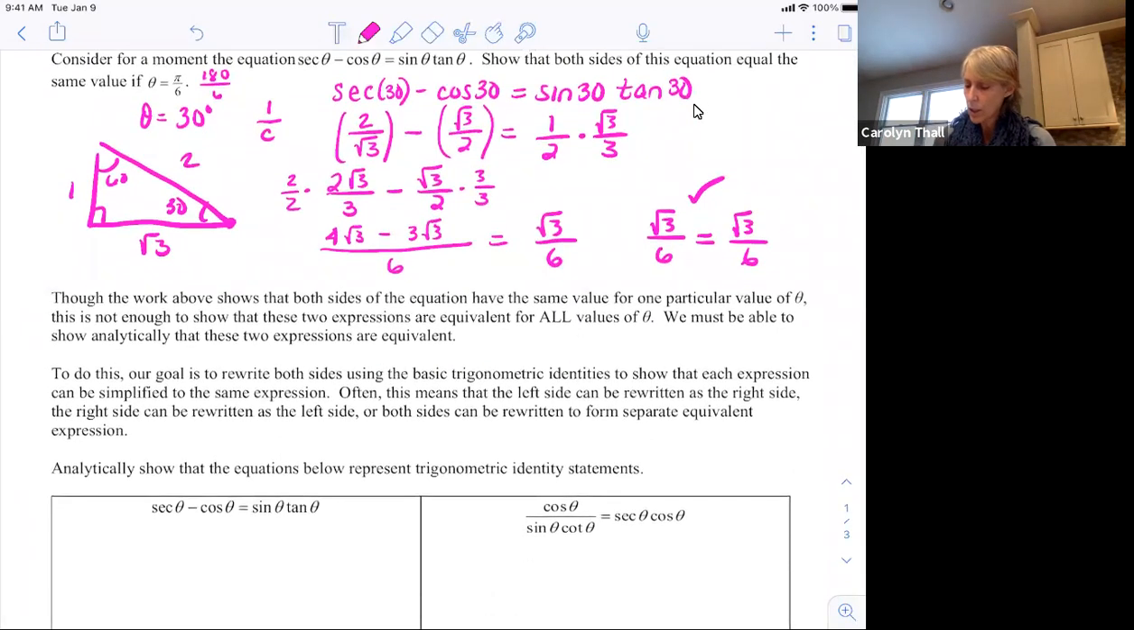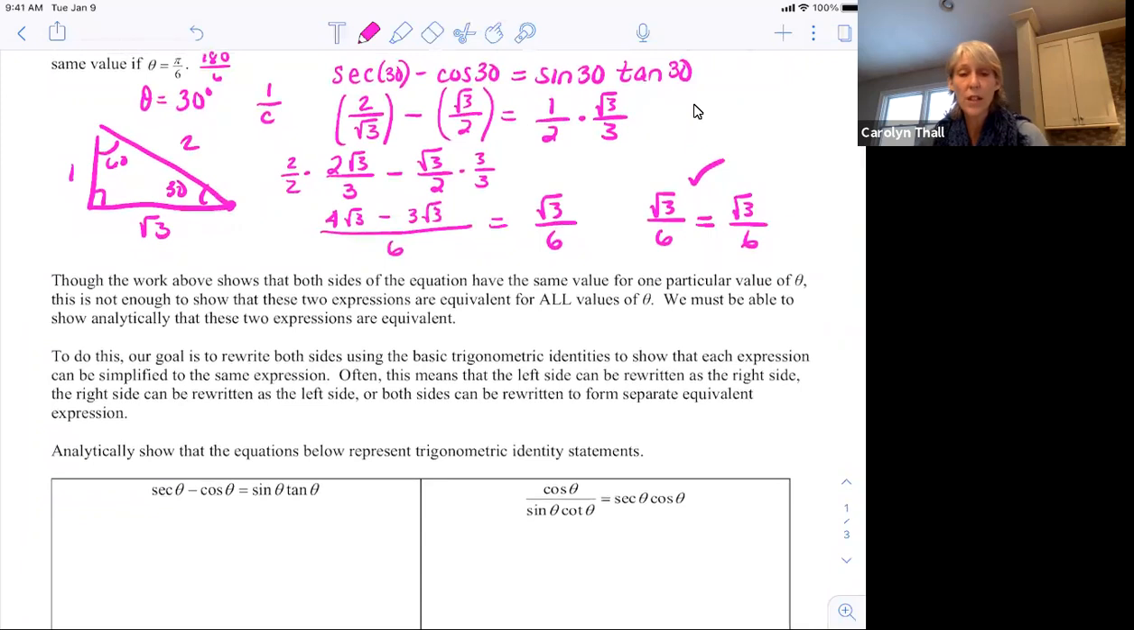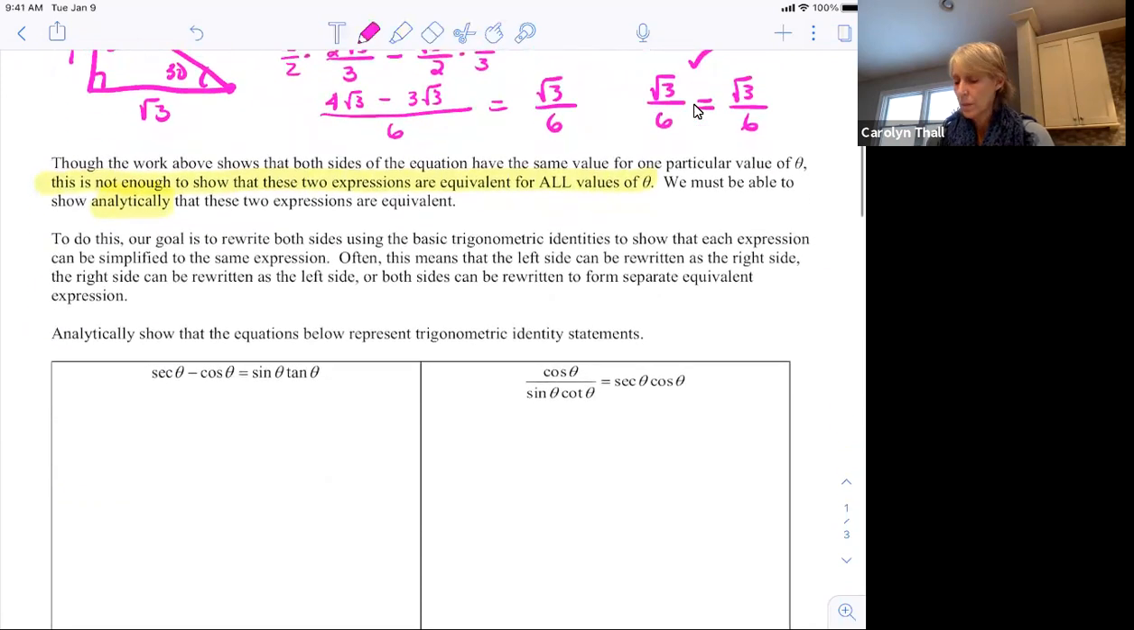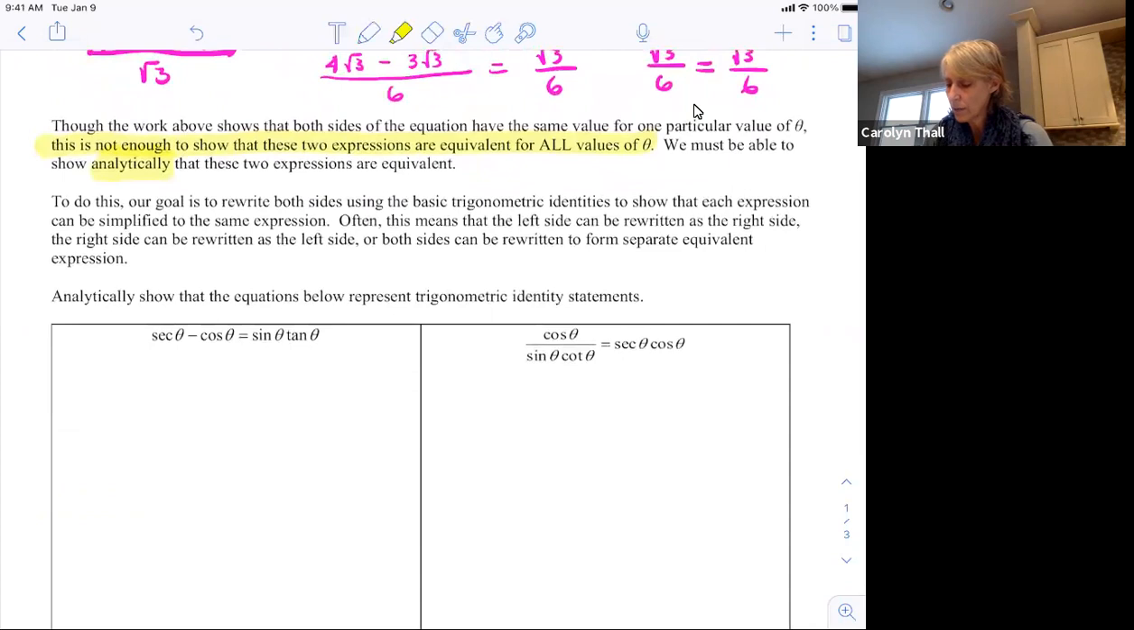Now, the above work shows that both sides of the equation have the same value for one particular value of theta. This is not enough to show that these two expressions are equivalent for all values of theta. We must show analytically that these two expressions are equivalent. So how do we do this? To do this, our goal is to rewrite both sides using basic trig identities and show that each expression can be simplified to the same expression.